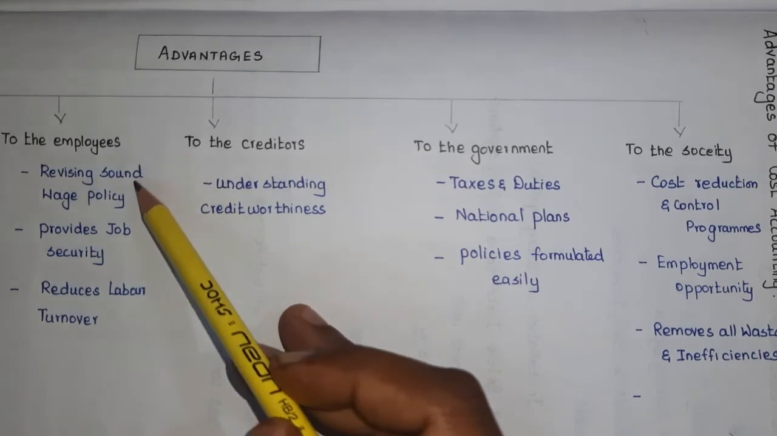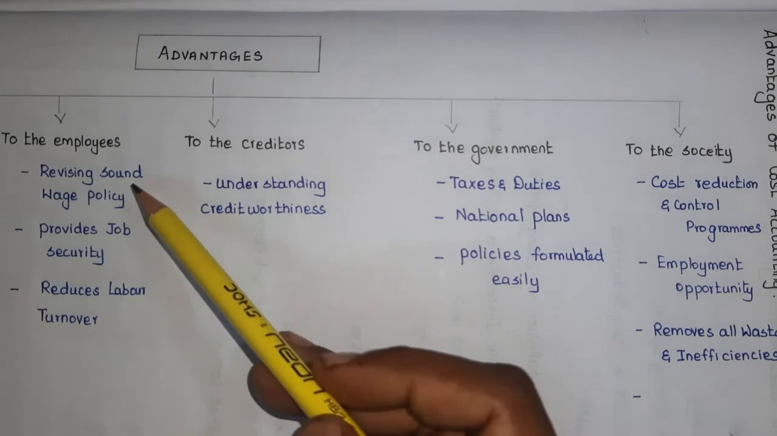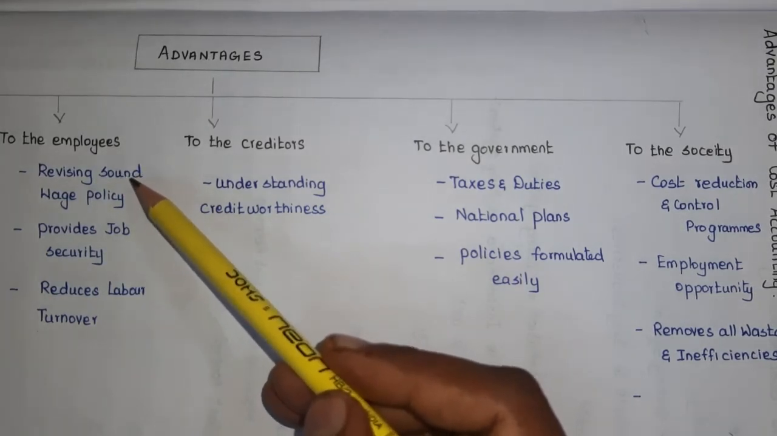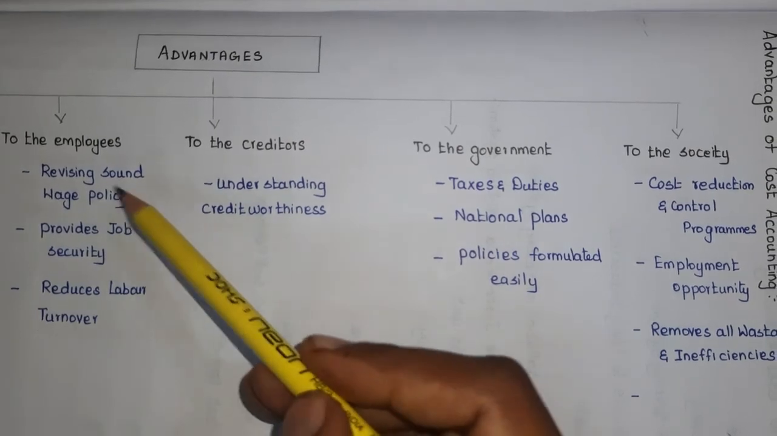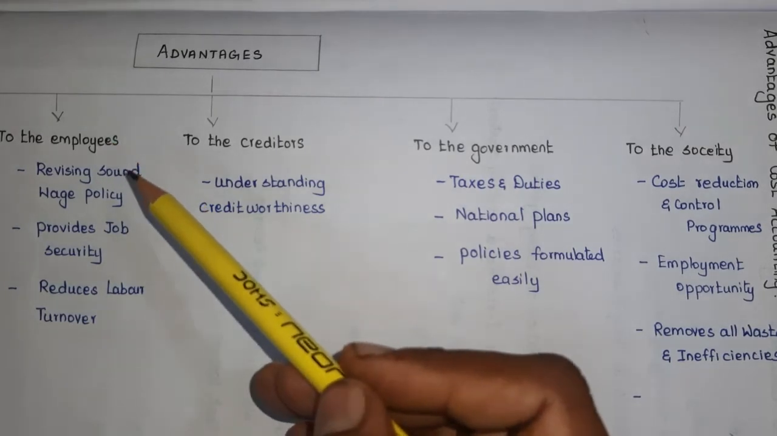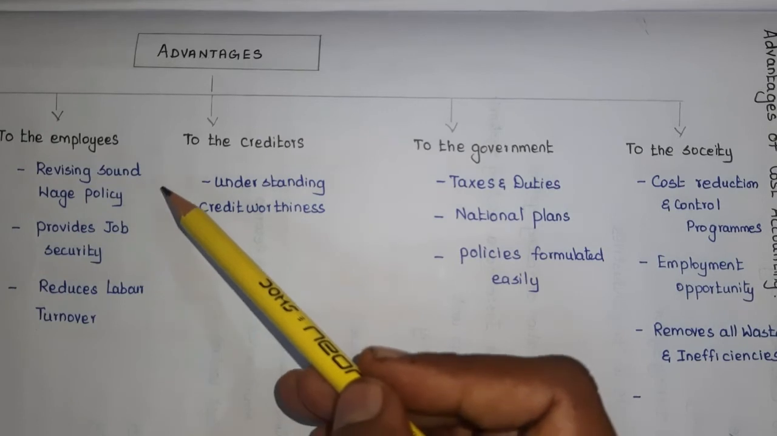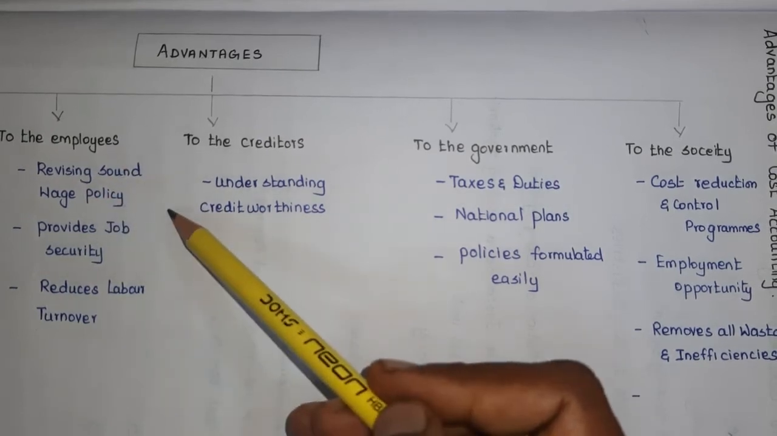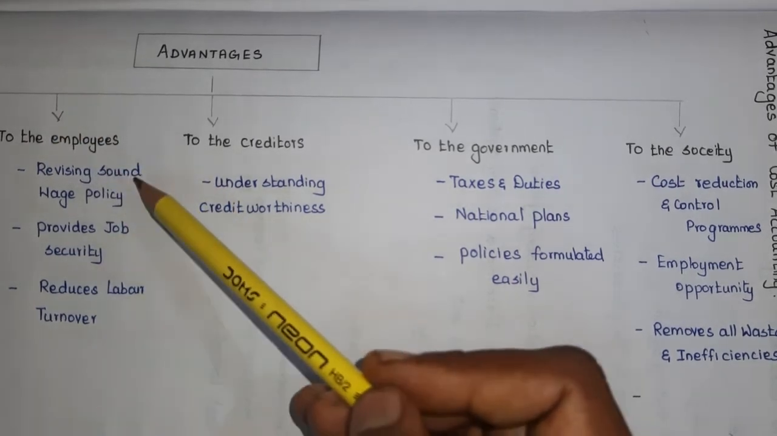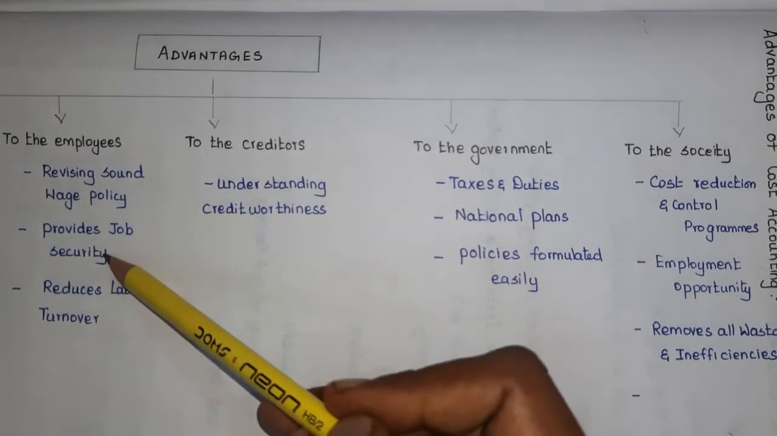The next advantage is to the employees. The first one is it helps in devising a sound wage policy. Cost accounting keeps records for each and every laborer, such as number of hours worked, leave taken, output produced, idle time, overtime, etc., which will enable the management to reward laborers fairly. More wages can be given to skilled workers so that their efficiency can be further stimulated.